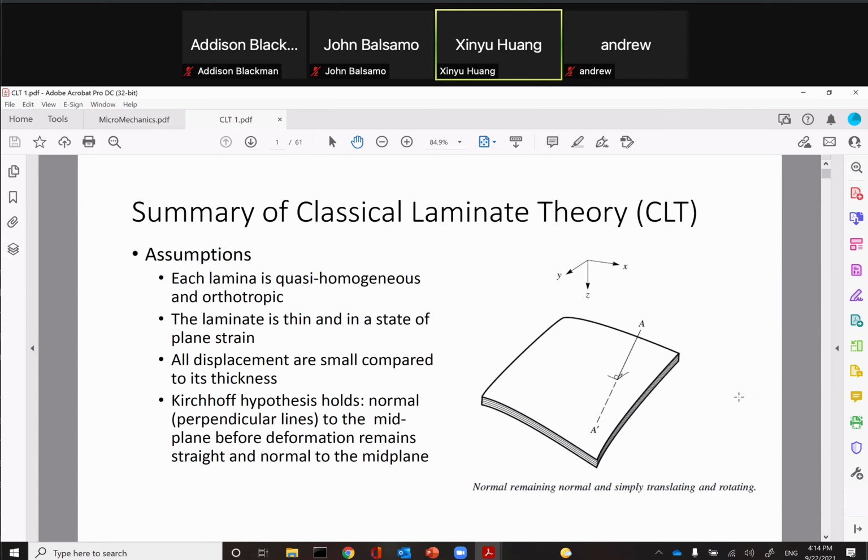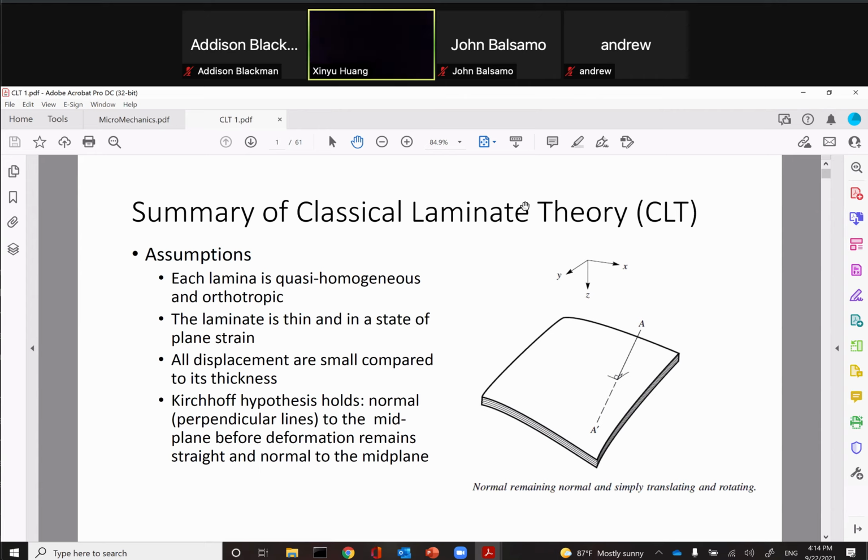All right, so if this is a plate, if this is a midplane, let me turn on the camera so these guys can see. Let's see, how do I turn the camera on? Good. I hope you can see. I turn the camera on.